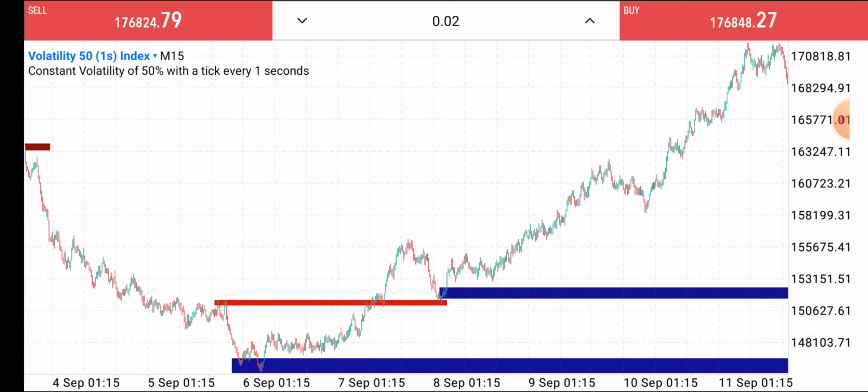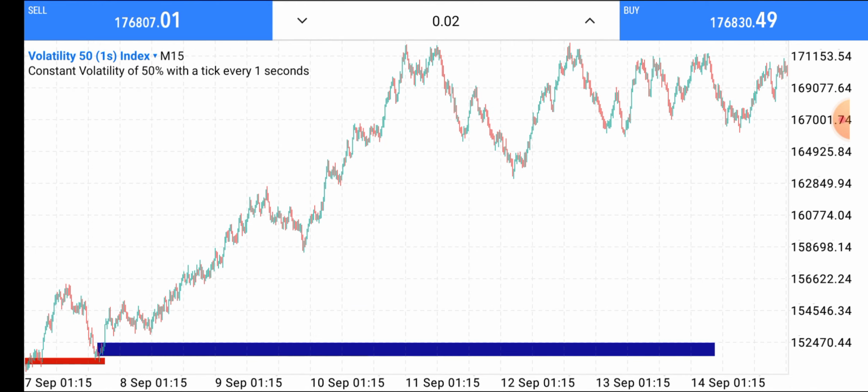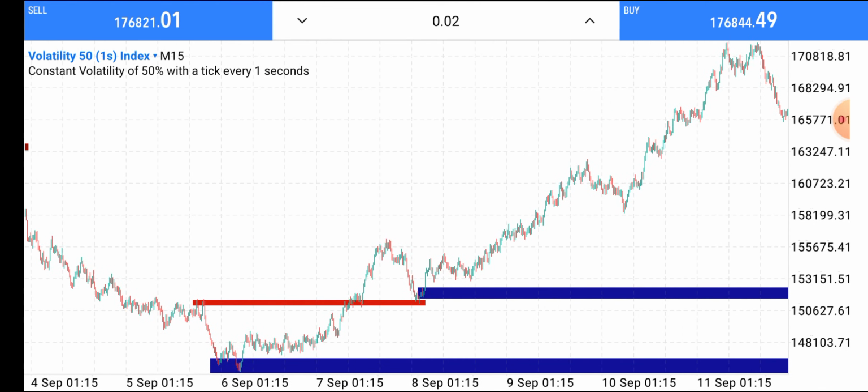So let me quickly show you this in another, in Volatility 75 Index. Then finally I will show you on the currency GBPUSD. So let's quickly go there. But before I go, let me show you this other one.